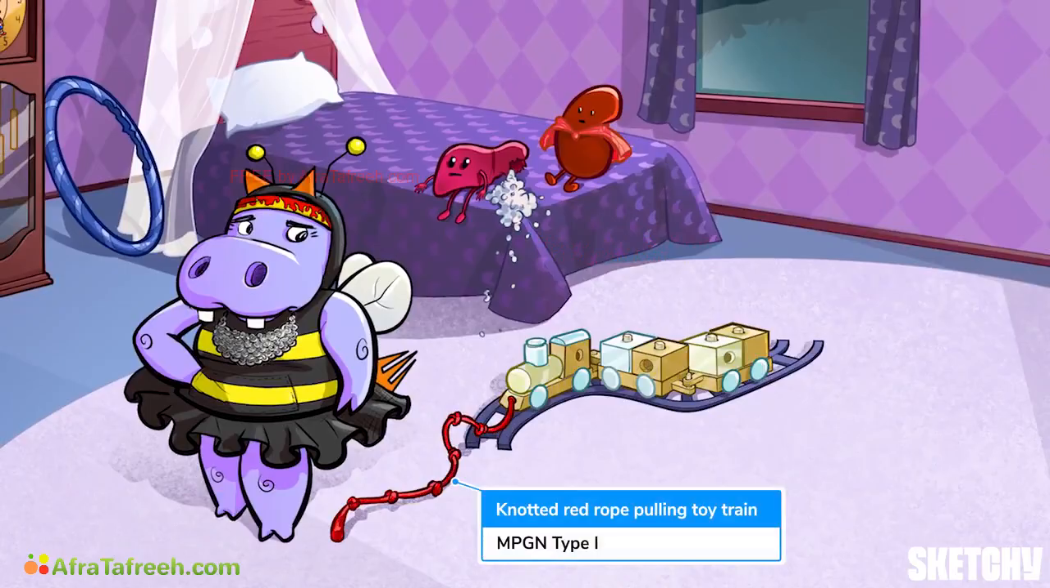This will manifest as nephritic syndrome, think hematuria and some degree of proteinuria. Glomerulonephritis is triggered by immune complexes that deposit in the mesangium and subendothelial space, causing a tram track appearance of the glomerular basement membrane. To remind you of this buzzword, we've got this knotted red rope pulling this toy train here along those tram tracks.